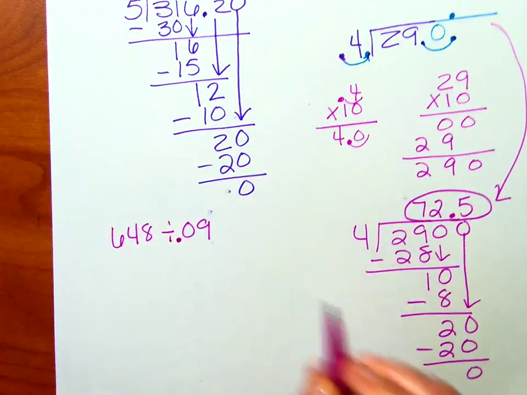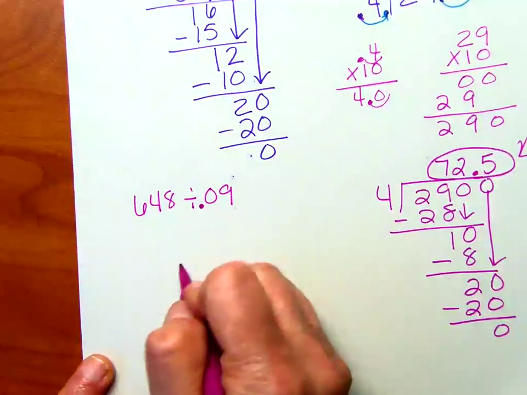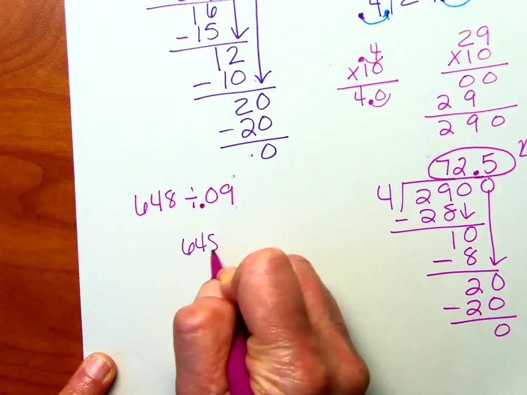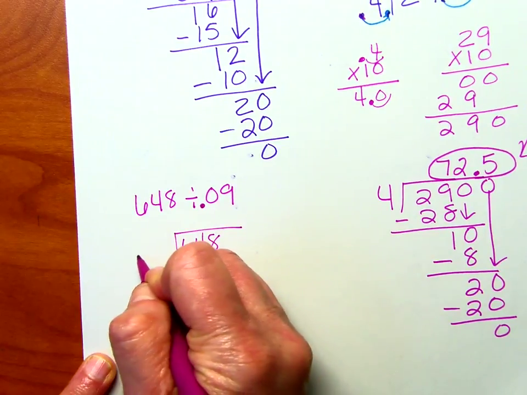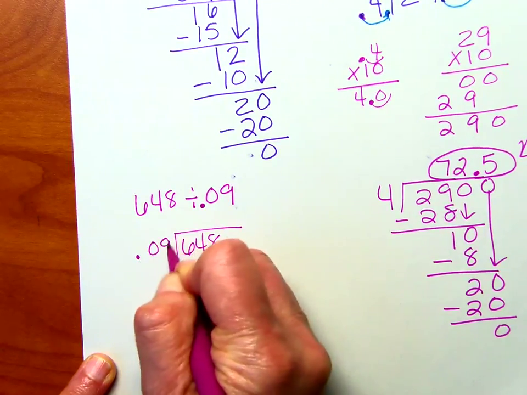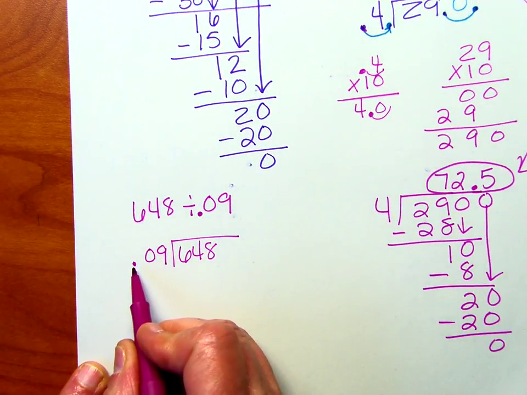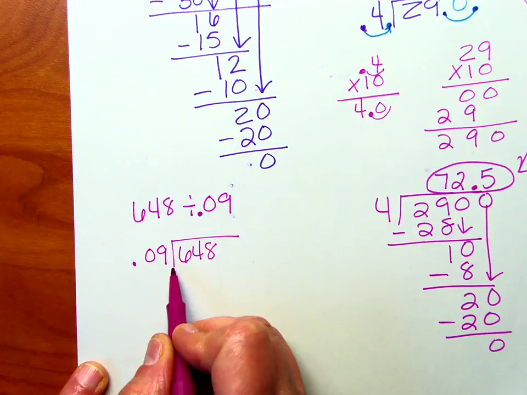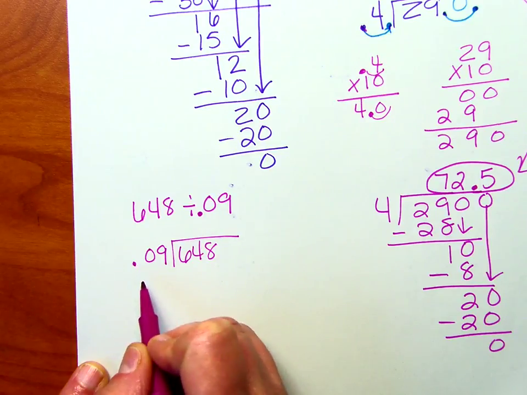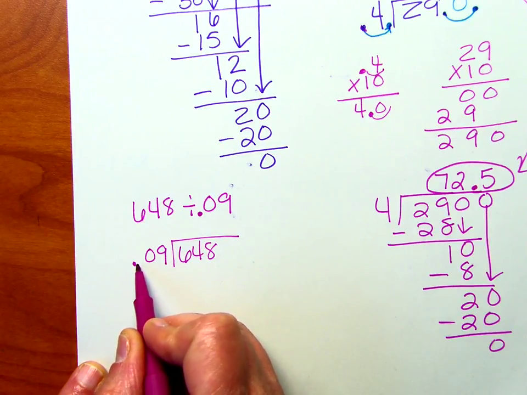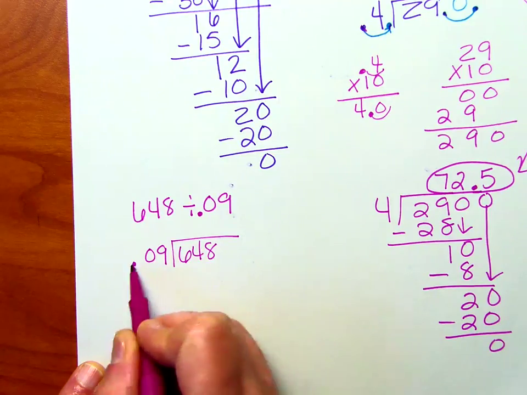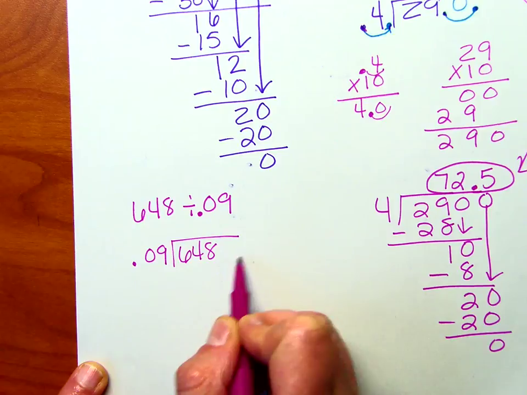I forgot to put my decimal point there. Let's go ahead and rewrite that. That's 648 divided by 0.09. Okay? I'm going to do the same thing, but instead of multiplying by 10, I'm going to be multiplying by 100. And if I do the multiplication by 100 on the divisor side, I have to do the same thing over here.